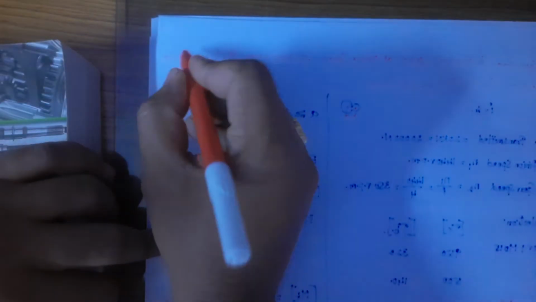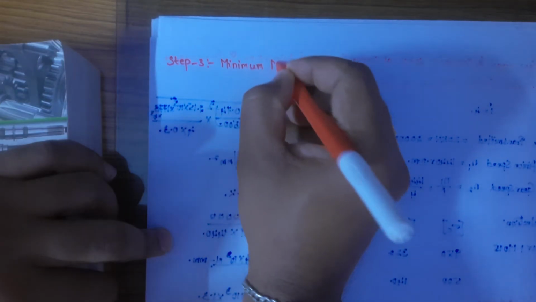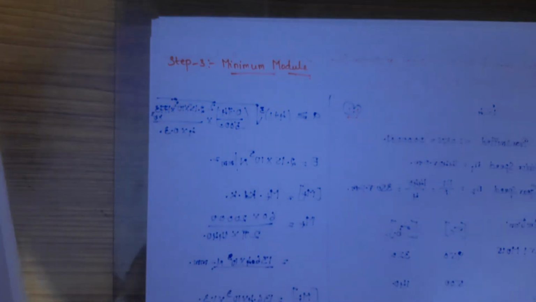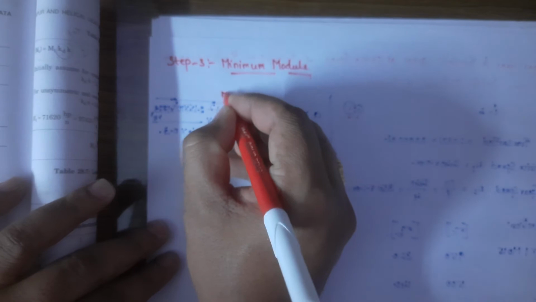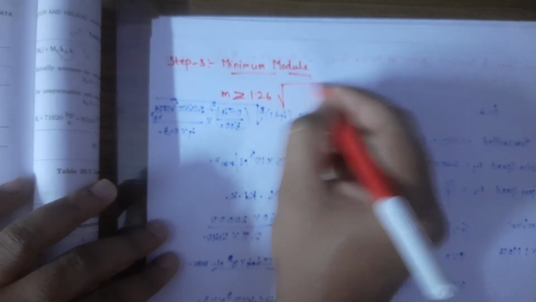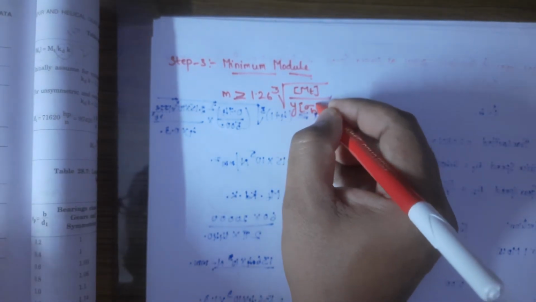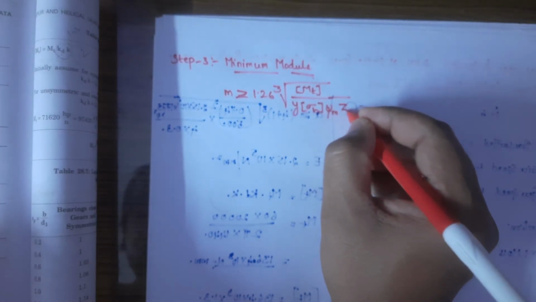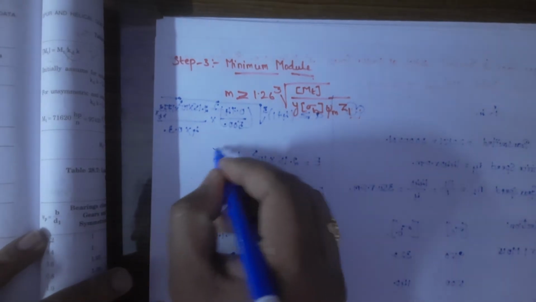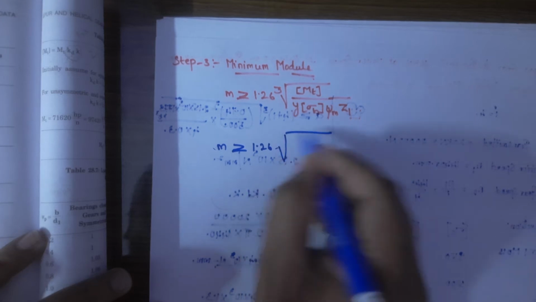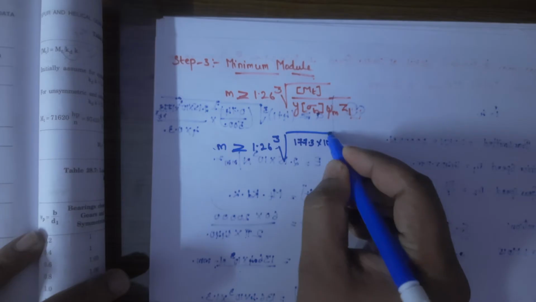Okay, so step 3 will be the minimum module. The minimum module can be found out by this formula: 1.26 root over 3 of design twisting moment by y into z1. Okay, so this is the formula. We are going to see it stepwise, substituting the values one by one. 1.26 root over 3, Mt value, that is 177.3 into 10 to the power of 3, by y value.